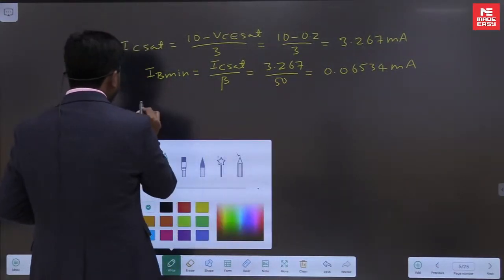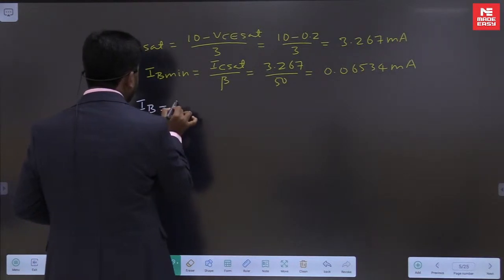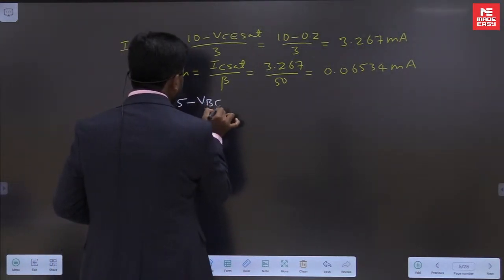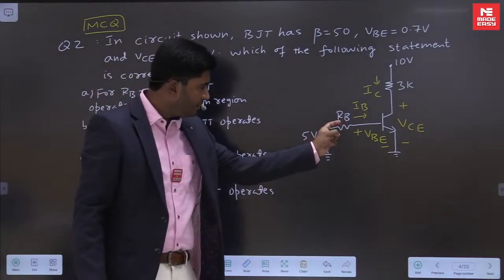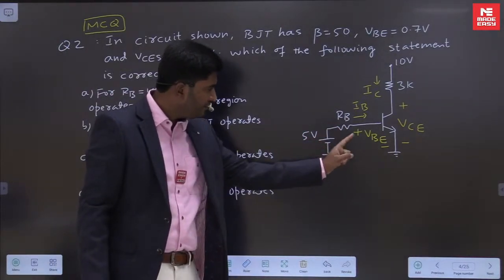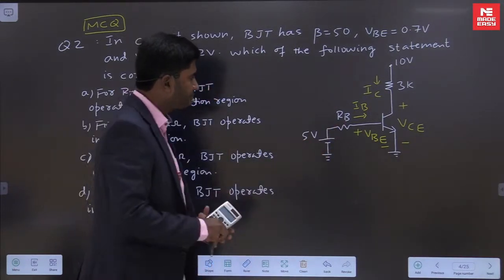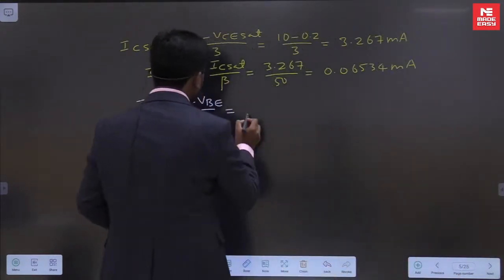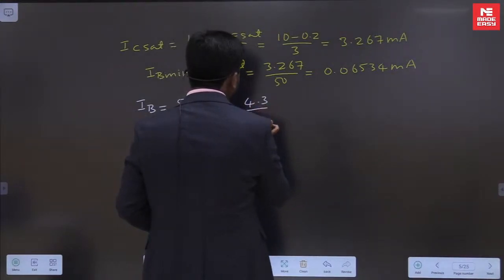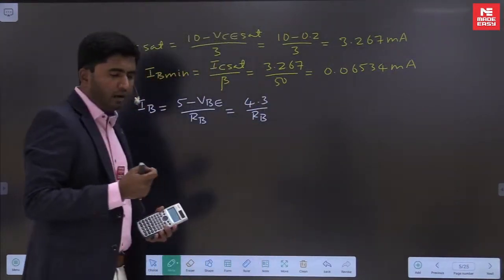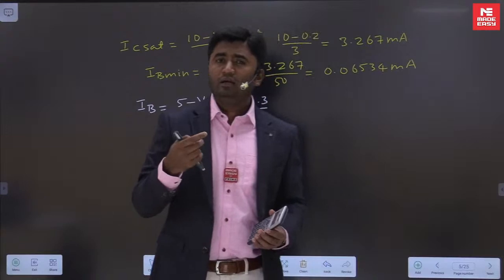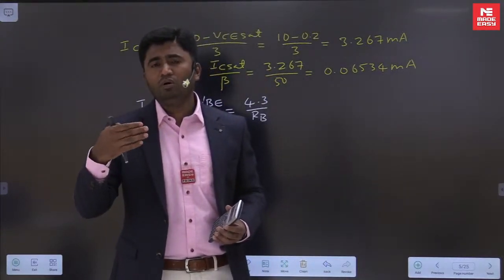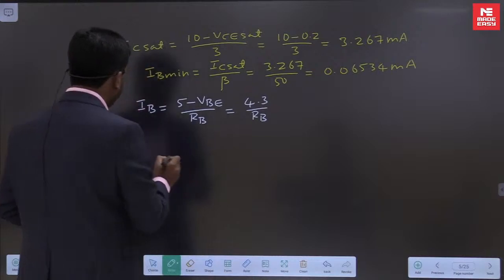Now from the given circuit I will write IB. IB is equal to 5 minus VBE divided by RB. From the given circuit I'm calculating the base current, which is equal to 5 minus VBE divided by RB. That VBE is given as 0.7, so it will become 4.3 divided by RB. And now we will apply the condition that the BJT will operate in saturation if IB is greater than or equal to IB minimum.